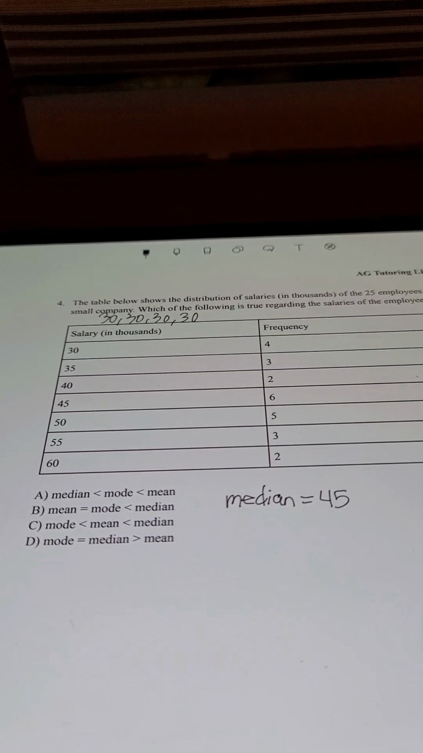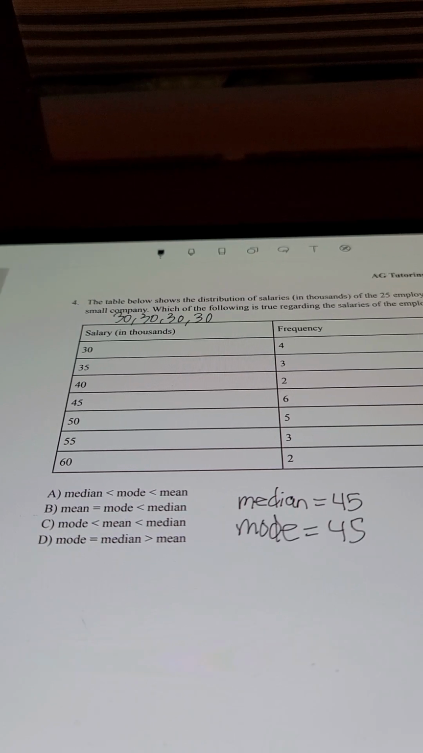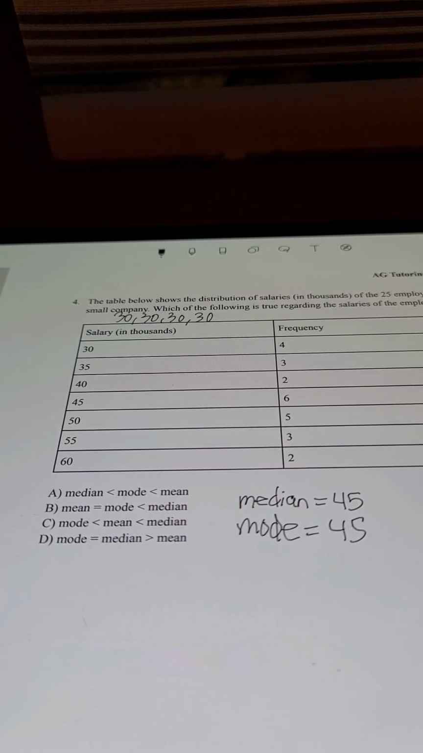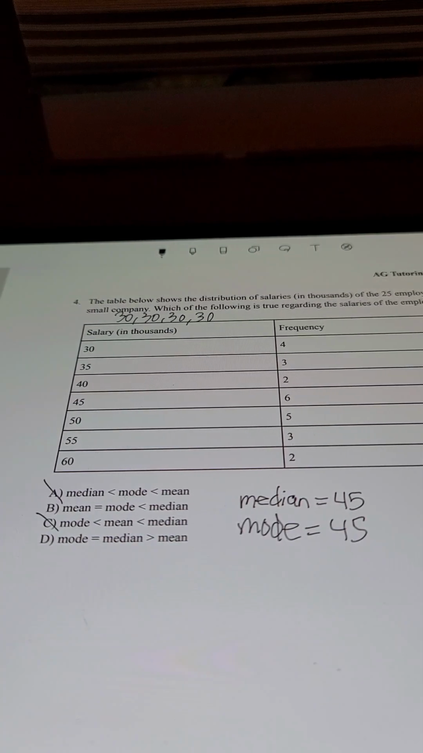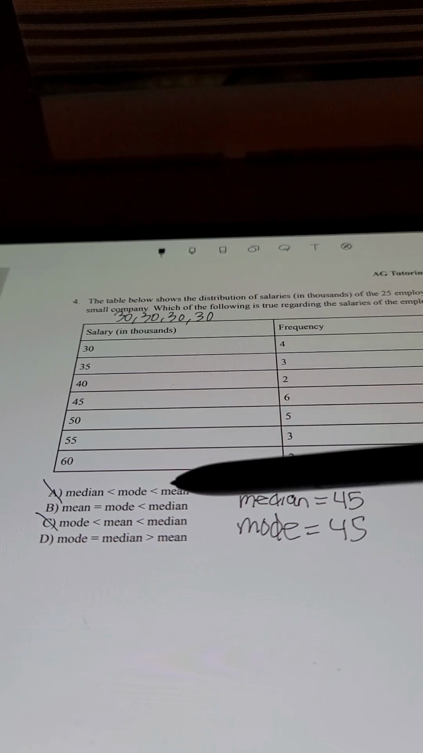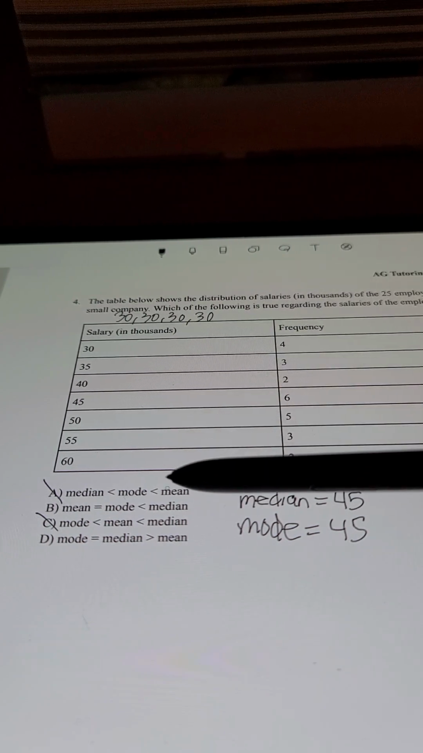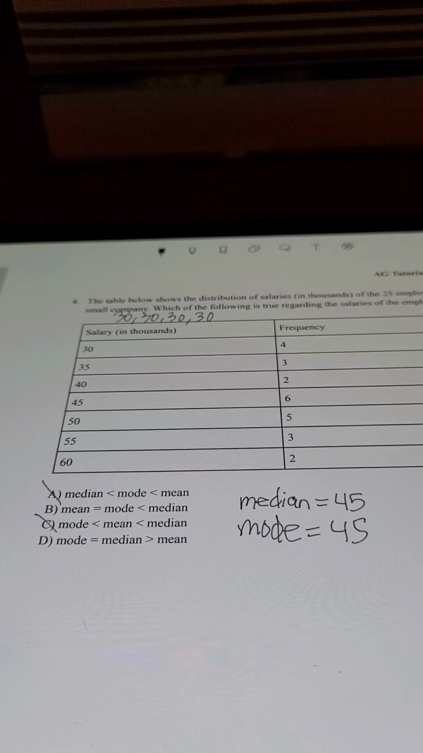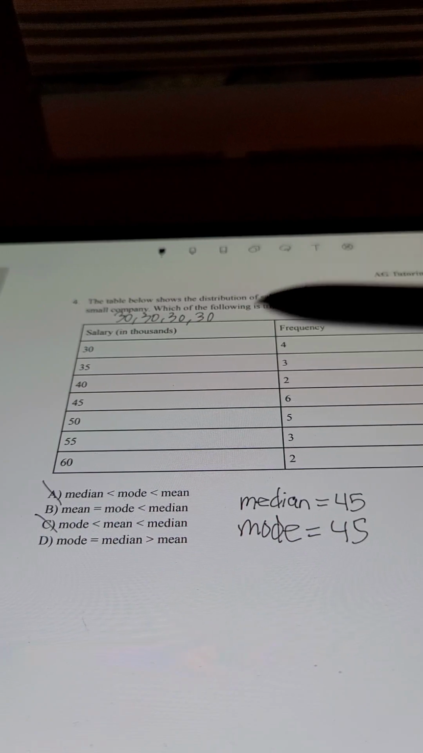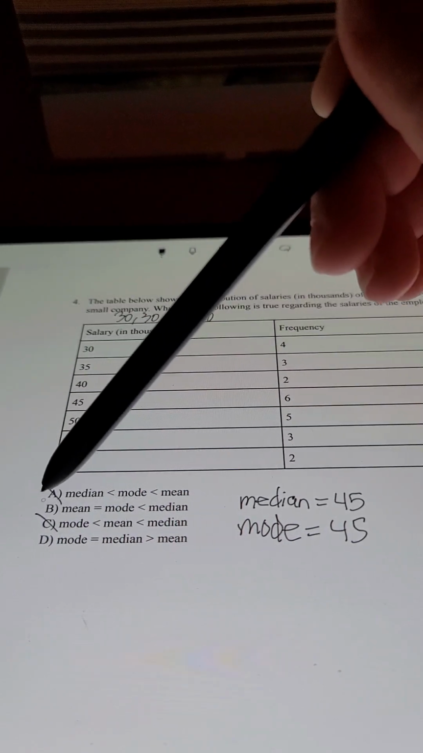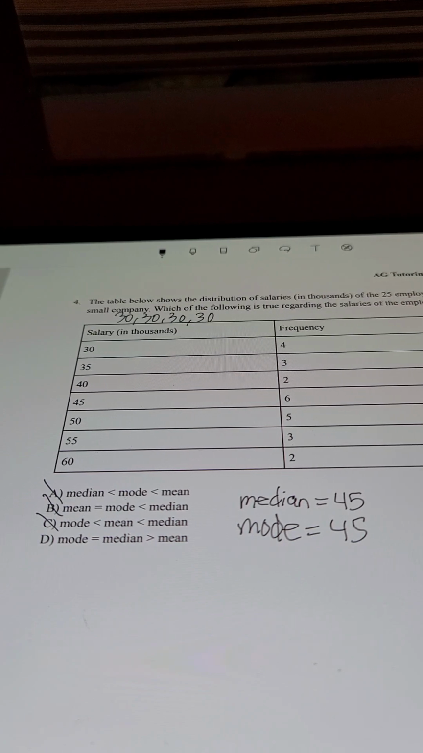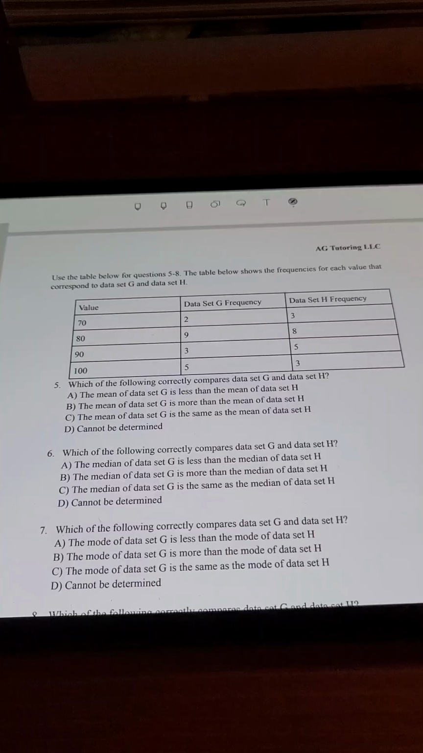So the mode is 45 as well. So just from that, we can eliminate half the answer choices. Or actually, I misspoke. We can eliminate these two based off of that, and then we can actually also eliminate B, because I was reading mean as median. But no, the only one that says the mode and the median can be equal is D.